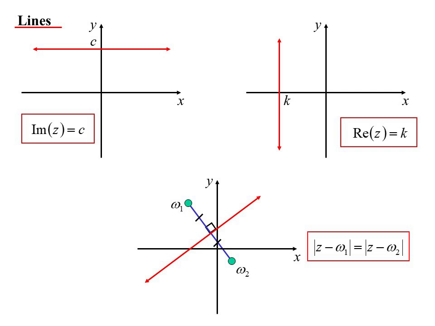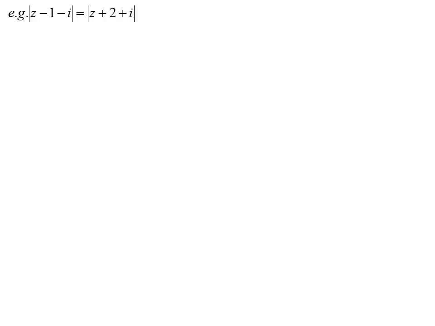Now if I see something like that, the modulus of z minus some complex number is equal to the modulus of z minus some other complex number, I know I've got a line. It's not horizontal or vertical, it's going to be at some angle. Something like this. There it is. Z minus some complex number equals z minus some other complex number. I know that's a line. Question is, what is the line?